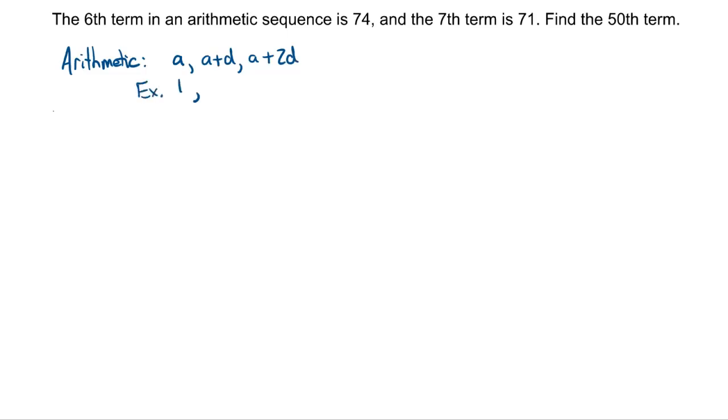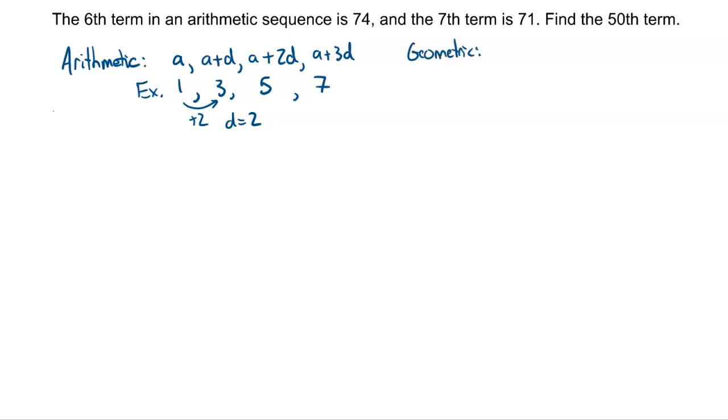So we'll call that difference that we're adding a d value. So the second term has the d value added once, the third term has the d value added twice, and in the example that you see in front of you, we're adding 2 every time. So what that means is that the d value here is 2, and the a value, the starting value, is 1. So with those two things in mind, that's one example of an arithmetic sequence.